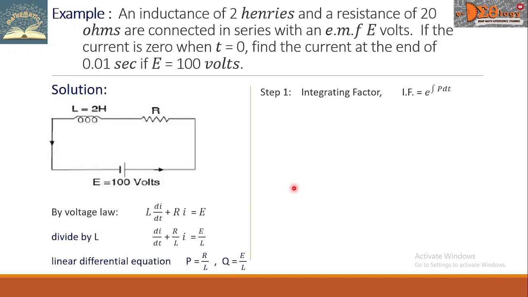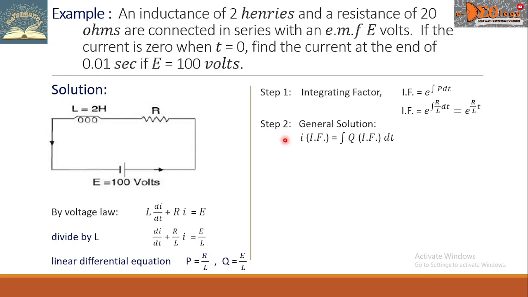So when we go for step 1, that is, we compute for the integrating factor. This is the formula, e raised to the integral of P dt. The value of P is here, R over L, so we substitute it here. Then we simplify the integral of R over L dt. It becomes R over L times t. So the value of IF is e raised to R over L times t.